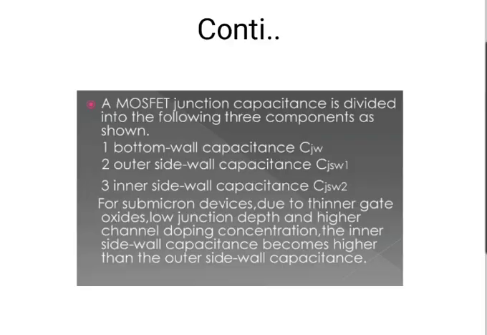A MOSFET junction capacitance is divided into three components, that is bottom wall capacitance, outer side wall capacitance and inner side wall capacitance. In submicron devices, due to the thinner gate oxide, the low junction depth and higher channel doping concentration, the inner side wall capacitance becomes higher than the outer side wall capacitance.